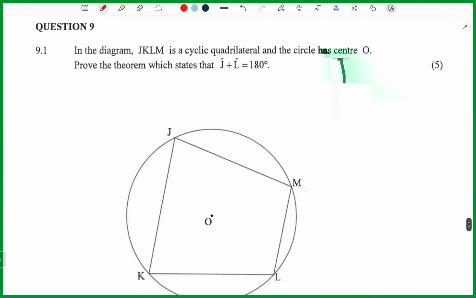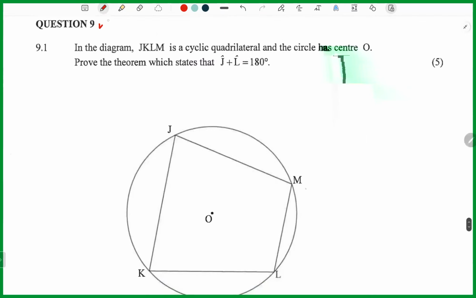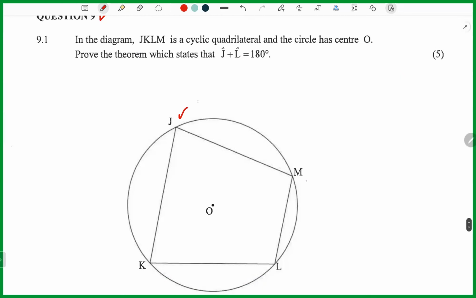Well, here's question 9, very nice and easy. Okay, some theorem. So in the diagram, you have that JKLM is a cyclic quadrilateral, and the circle has center O. Prove the theorem which states that J plus L is 180 degrees.